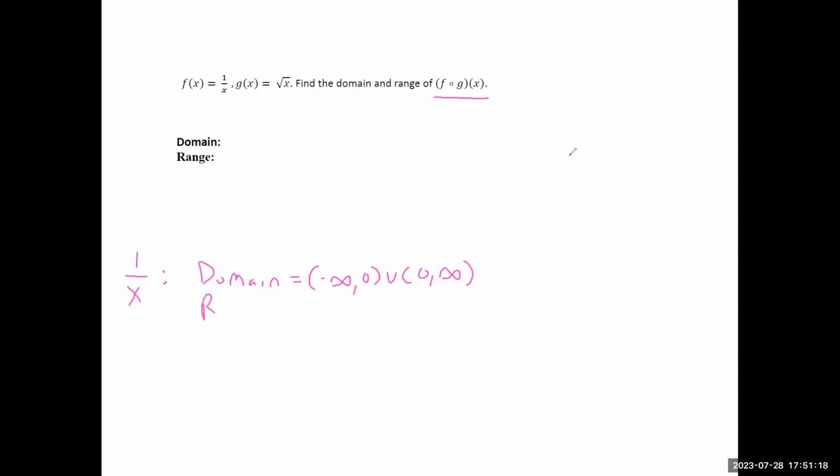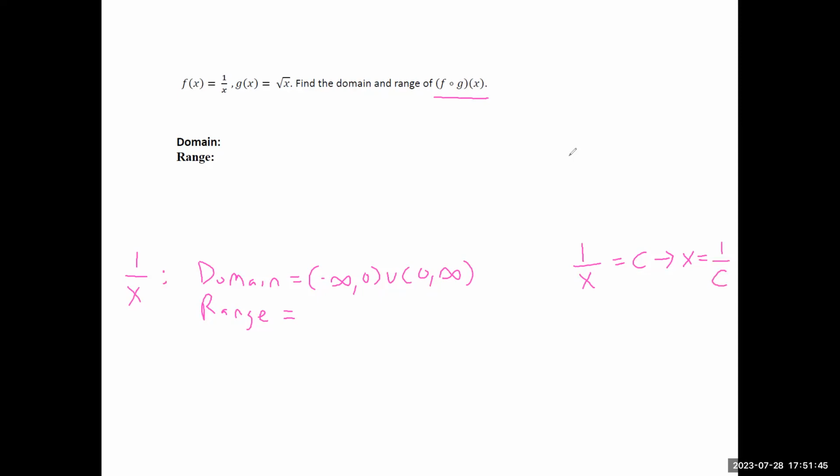Now, what about the range of 1 over x? Well, if we look for the possible output values that 1 over x can take on, evaluating f of x at the value x would give us 1 over x. And what possible output value c could we obtain? Well, tracing back to the corresponding input, reciprocating these values, the input that would give us an output of c is x equals 1 over c.